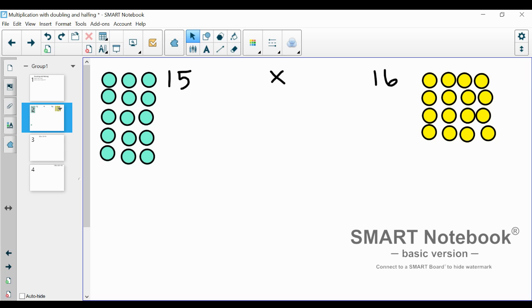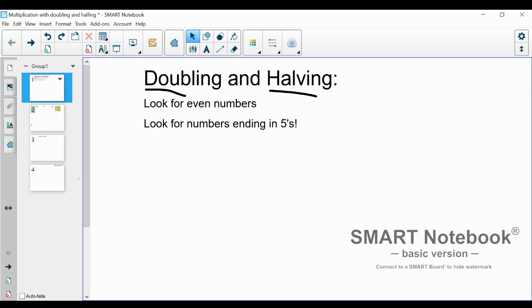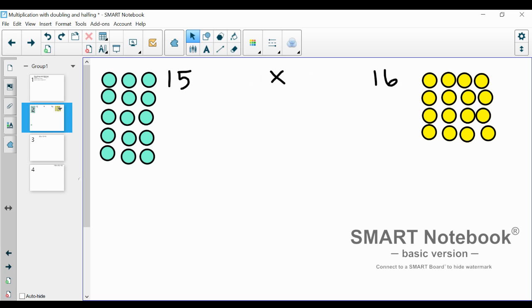So I'm going to apply the doubling and halving method here by doubling this side, so multiplying the 15 times 2, and halving this side over here. So basically what you're doing with this method is you're shifting around the value in these 15 and 16 to give us numbers that are easier for us to do in our head. So if I'm dividing 16 by 2, I'm basically just dividing it in half and getting rid of half.